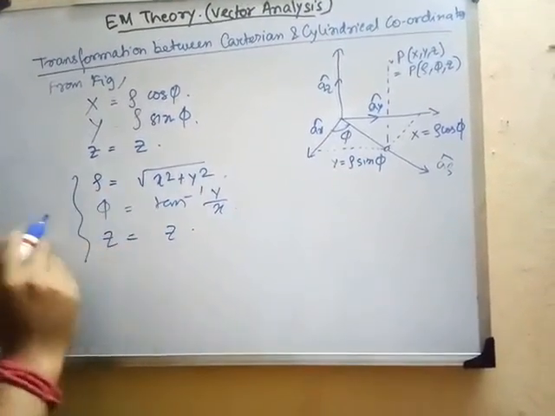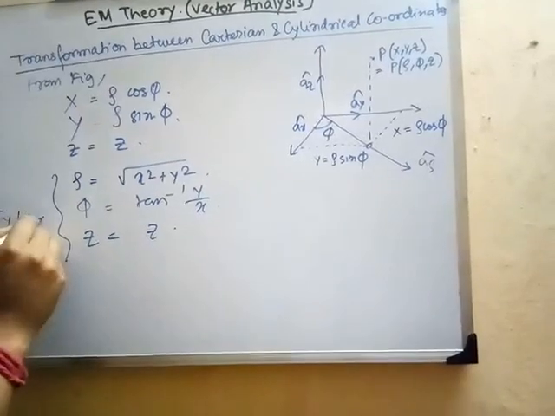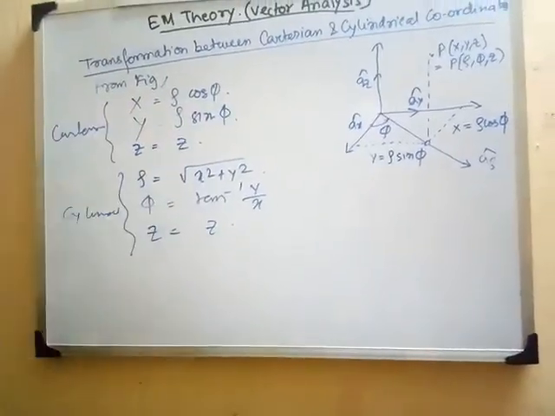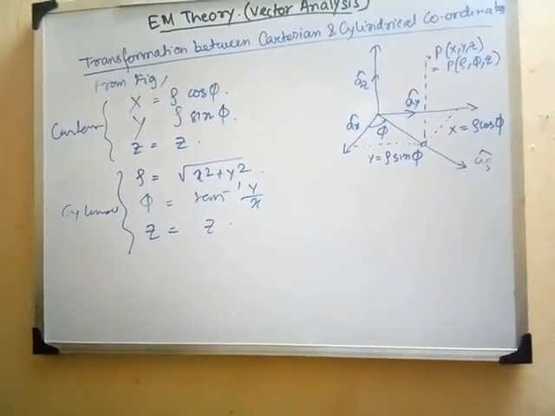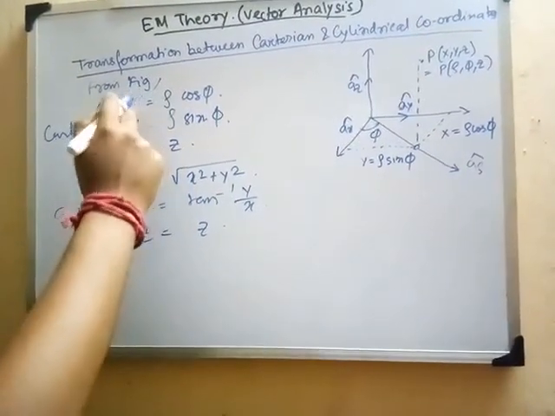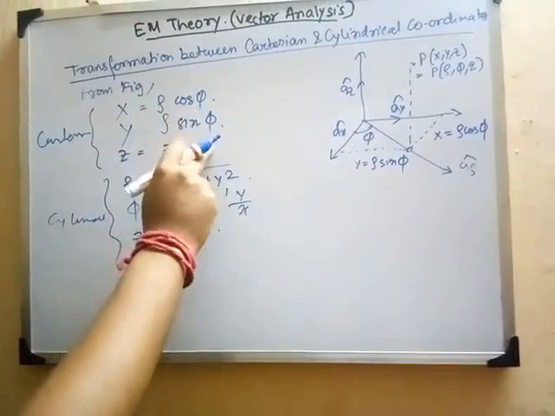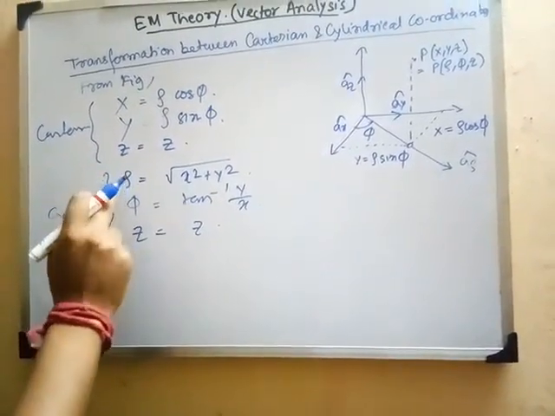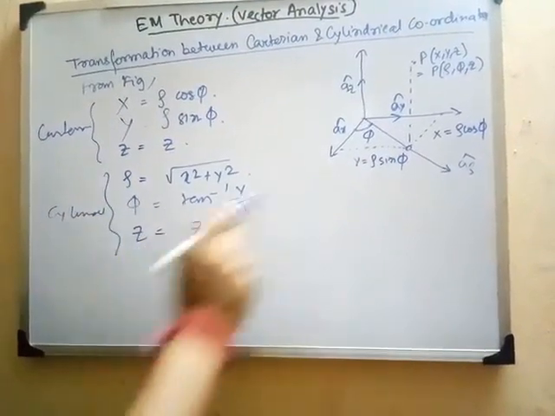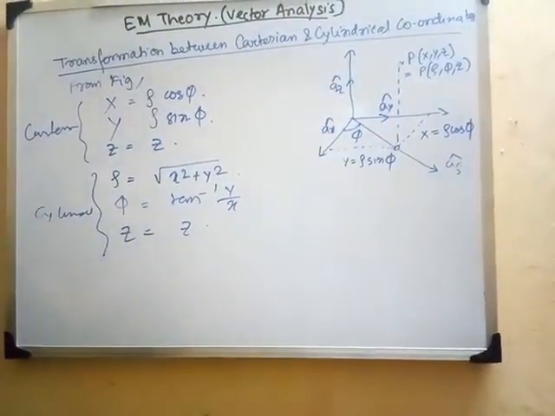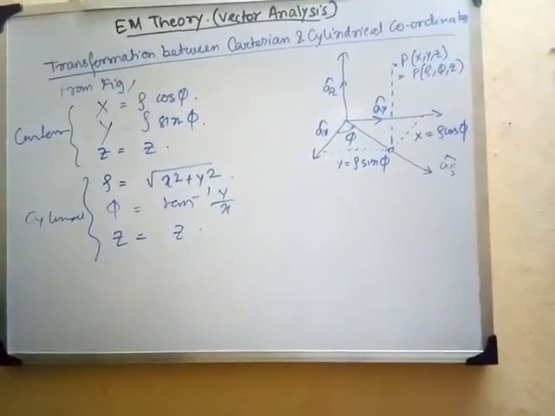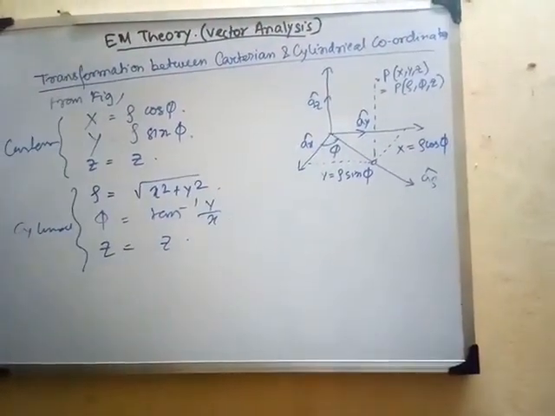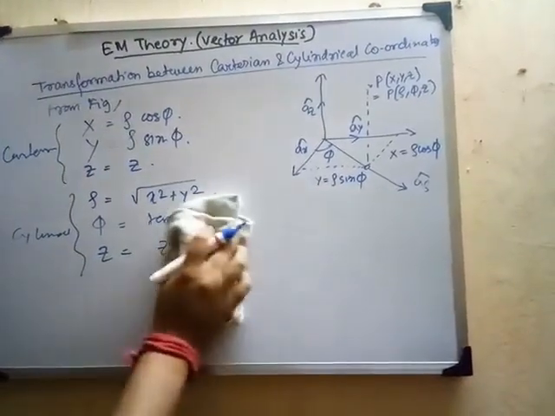So this is from the cylindrical system, and this is from the Cartesian coordinate system. We have defined x, y and z in Cartesian coordinates first, and then in cylindrical coordinates we have defined rho, phi and z based on the figure given here. You can take a moment to see the figure and how this comes. It's very simple. So we move to the next part.